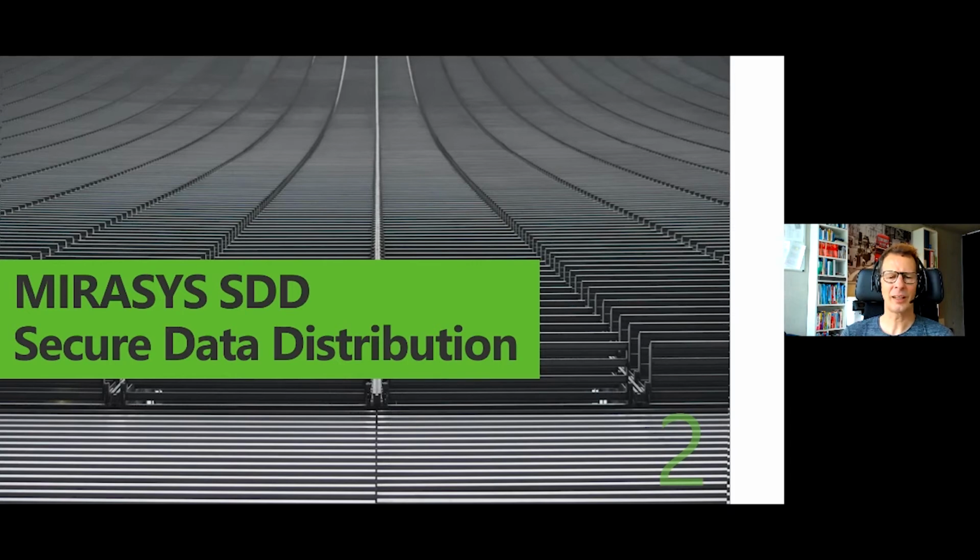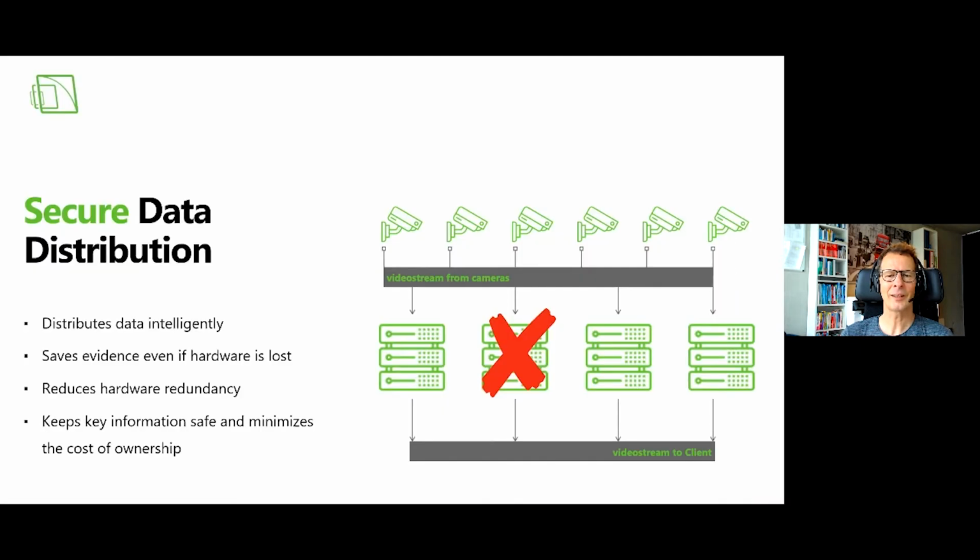Let's start with the secure data distribution. What does it mean? Normally, if we are talking about integrity of data, if we are talking about the redundancy of data, we're talking about RAID systems. RAID systems have some advantages, but they also have a lot of disadvantages. So we invested years ago into secure data distribution. What does it mean? We distribute data in a very intelligent way to different hard disks.